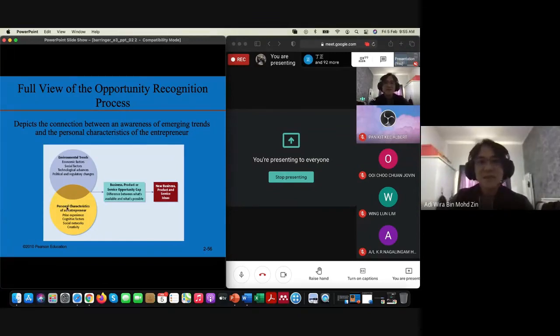So this is the conclusion from what we learned earlier just now: the opportunity, the qualities, how you identify the opportunity, and also the characteristics. From that, eventually, it will create.